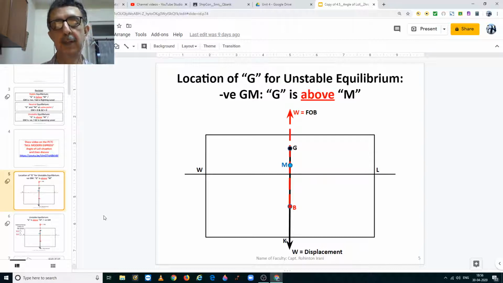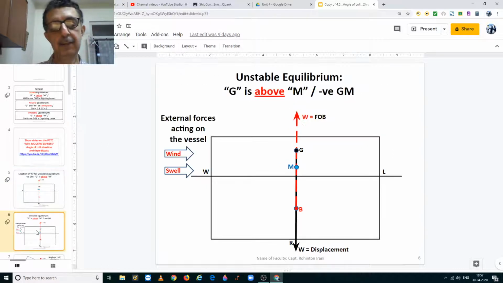Now for unstable equilibrium, the center of gravity has to be above the metacenter of the ship. What acts vertically down from the center of gravity is the displacement of the ship, and what acts vertically up from the center of buoyancy is the force of buoyancy, which is equal to the displacement of the ship. For a vessel to go into an angle of loll condition, she not only has to be in unstable equilibrium, but there has to be some sort of an external force to push her into an angle of loll condition.